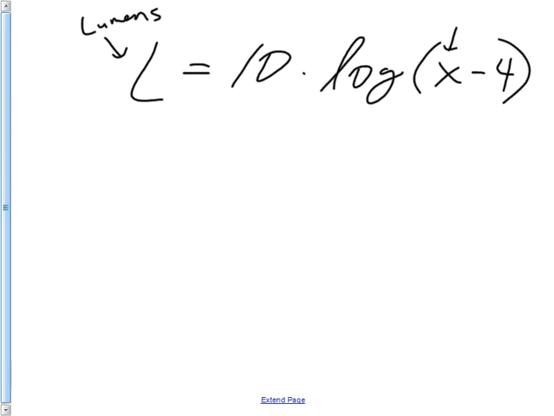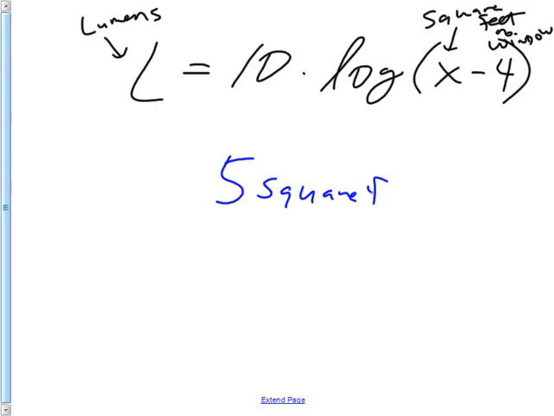All right, anyway, if L is the lumens and x is the amount of square feet of window space on your super sub, then explain to me what happens if you have only 5 square feet on your super sub? How much light is that going to let in?